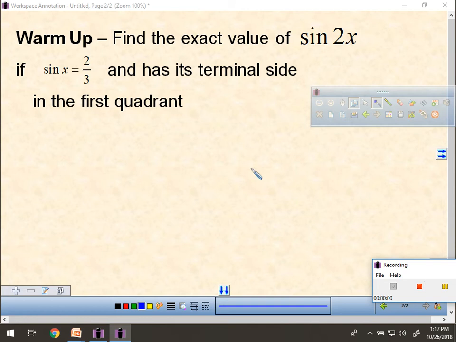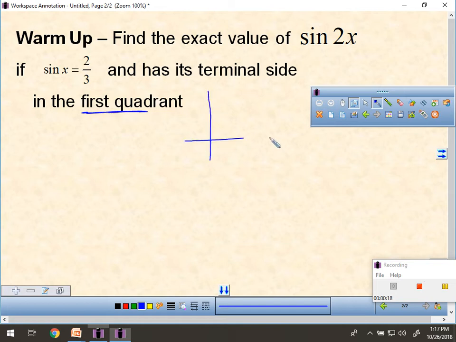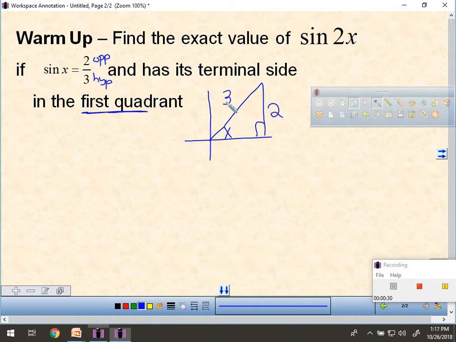Alright, for your warm-up, it says find the exact value of sine of 2x if sine of x is 2 over 3 and its terminal side is in the first quadrant. So first thing I notice is it says in the first quadrant, so I'm going to draw a triangle in the first quadrant. And so there's my triangle, it's x, and it tells me that sine is 2 over 3, so that's opposite over hypotenuse, so that's going to be 2, and that's going to be 3.